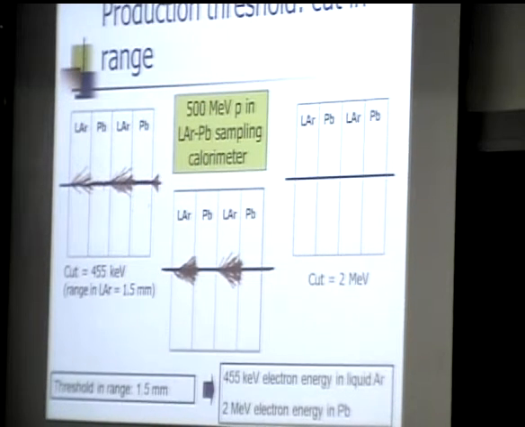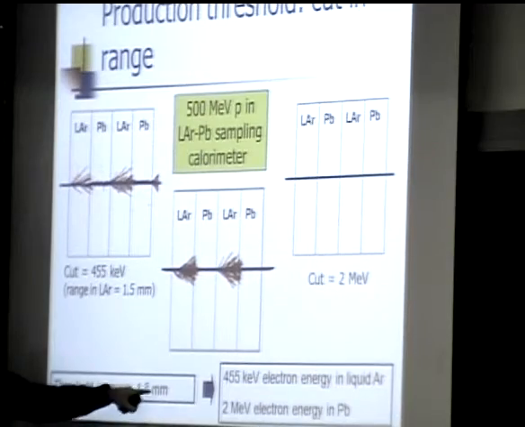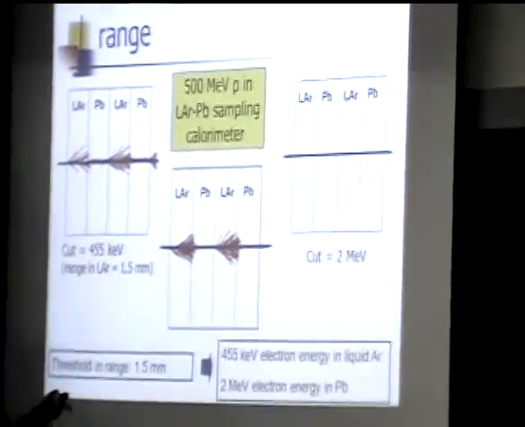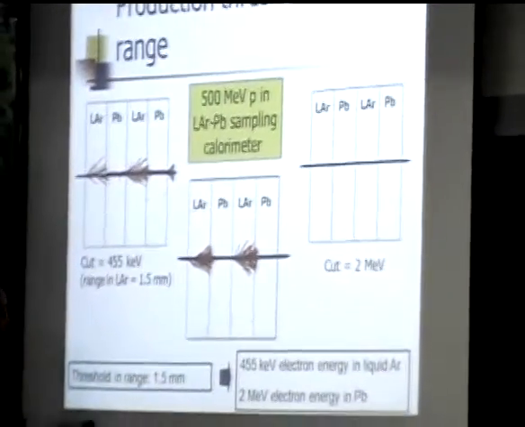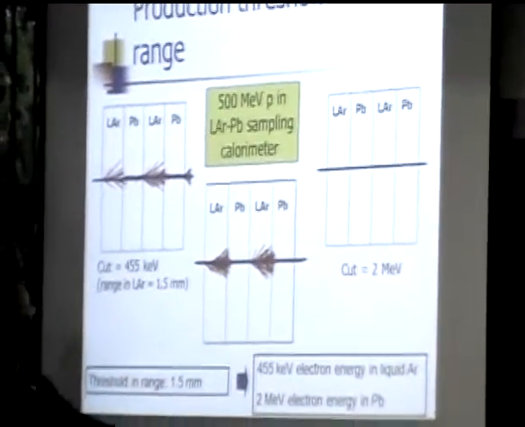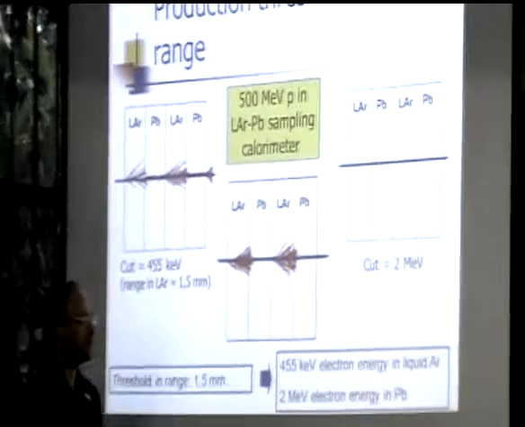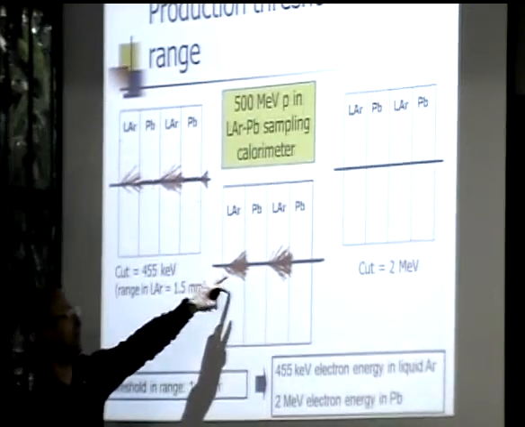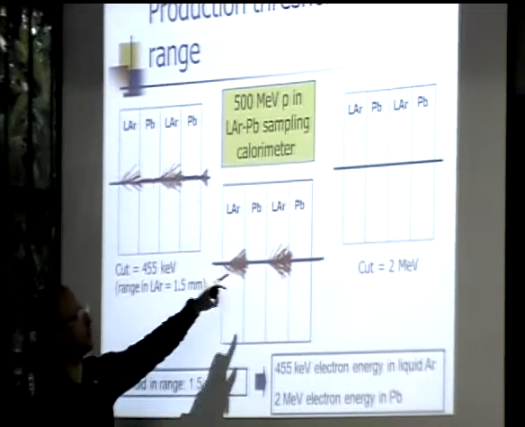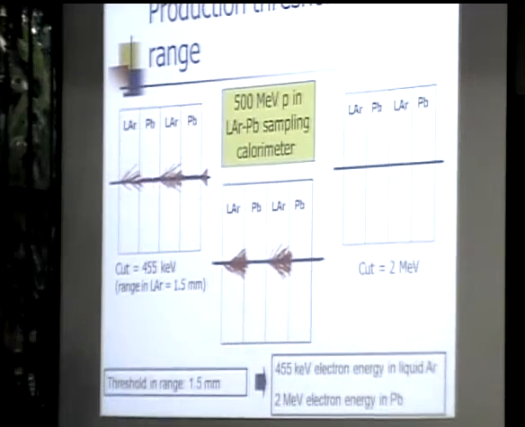With something defined in range, you set 1.5 millimeters, and Geant4 automatically converts it into a threshold for each material. So 1.5 millimeter means 500 keV in liquid argon and 2 MeV in lead. So you have precise tracking in liquid argon, and you don't spend time tracking useless showers in lead.